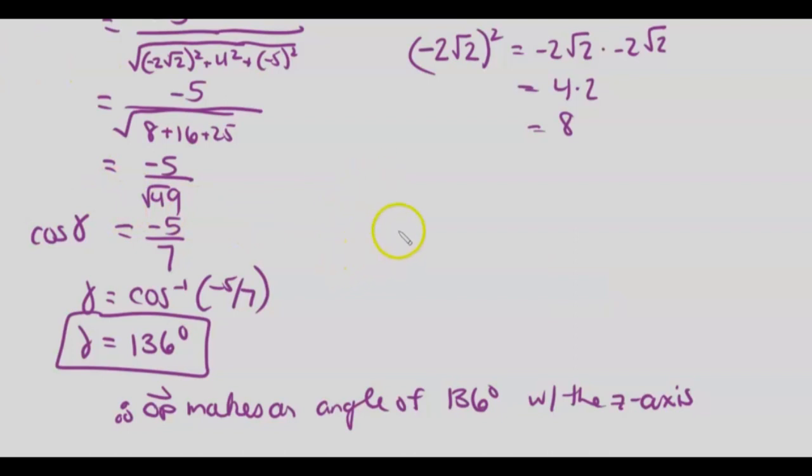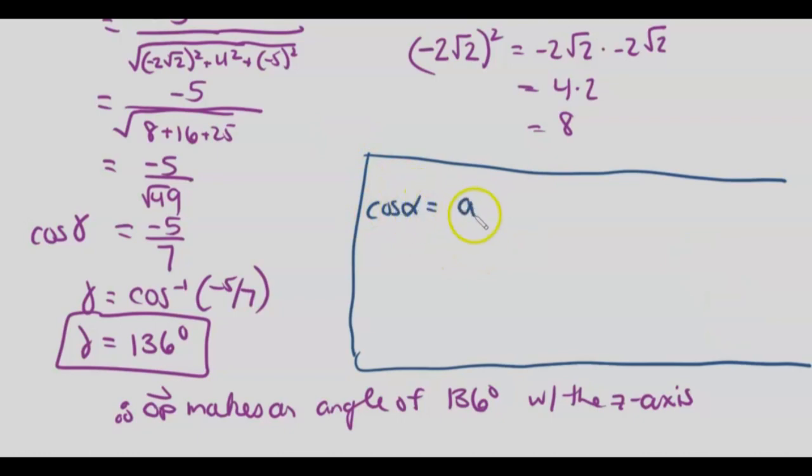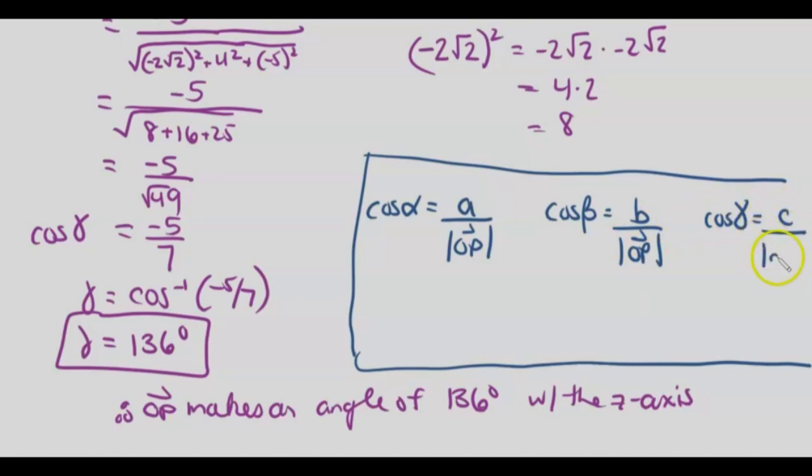And now let's put it in this little box, our direction cosines. So we're going to have cos alpha is going to be A over the magnitude of OP. Cos beta is going to be B over the magnitude of OP. And cos gamma is going to be C over the magnitude of OP.